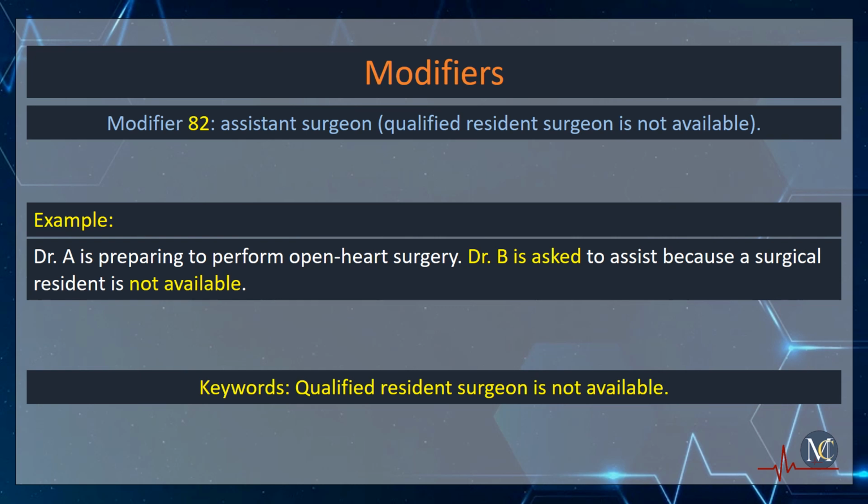This modifier is not intended for use by non-physicians assisting at surgery, like a nurse practitioner, physician assistant, or registered nurse. Let's take an example. Dr. A is preparing to perform an open heart surgery. Dr. B is asked to assist because a qualified resident surgeon is not available. The common keywords used in CPT to use modifier 82 is qualified resident surgeon is not available.